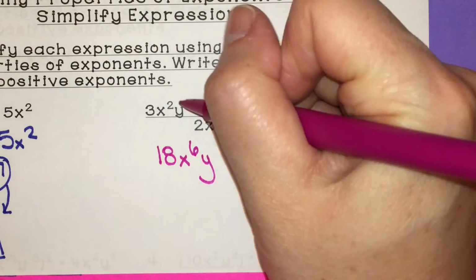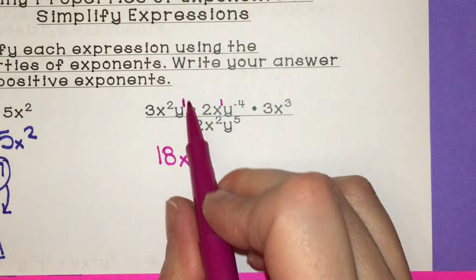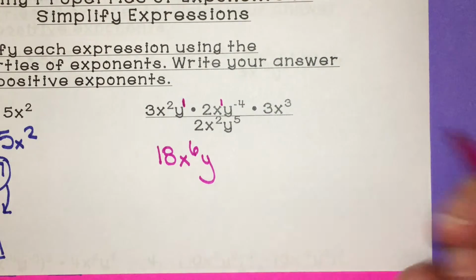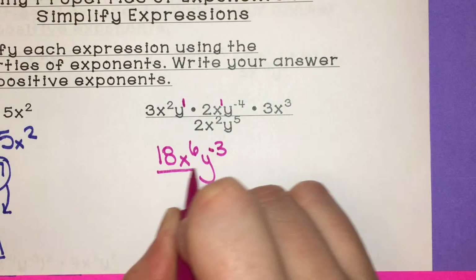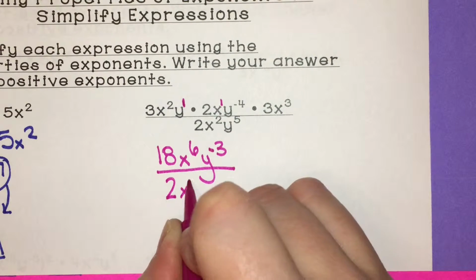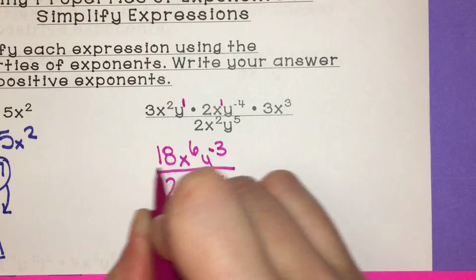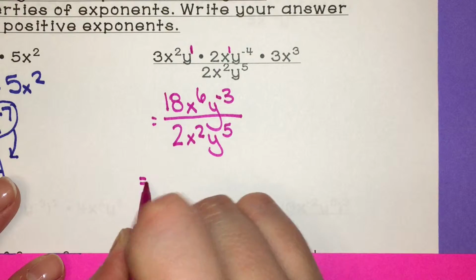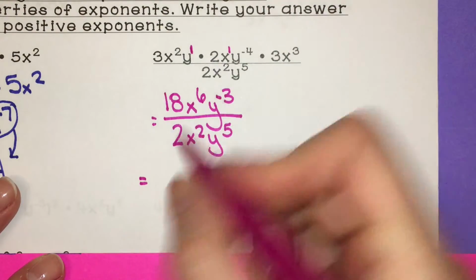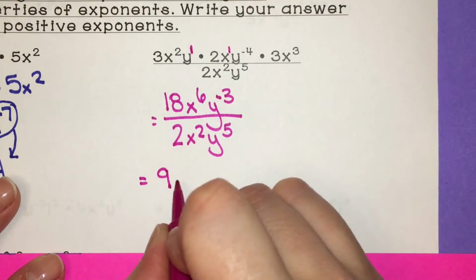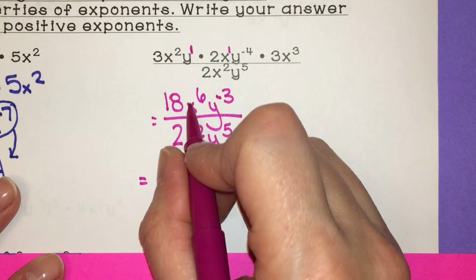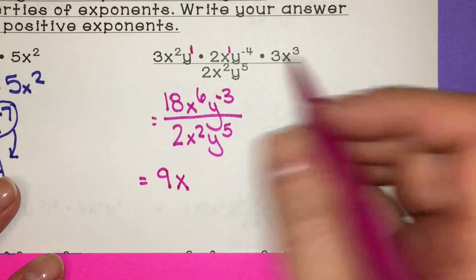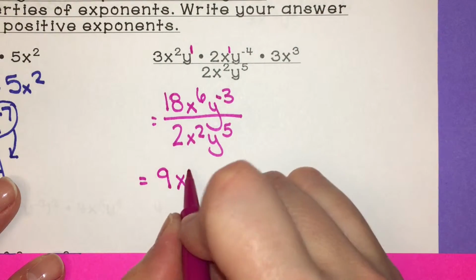Now with y, this y would be to the power of 1, and this y is to the negative 4th. We don't have one over here. 1 plus negative 4 is negative 3, and that is over 2x squared y to the 5th. So next step is we're going to divide. 18 divided by 2 is 9. Now when you divide bases of x, they're the same, so you subtract the exponent. So keep the base the same, subtract the exponent. 6 minus 2 is 4.